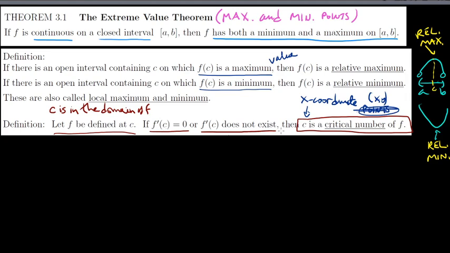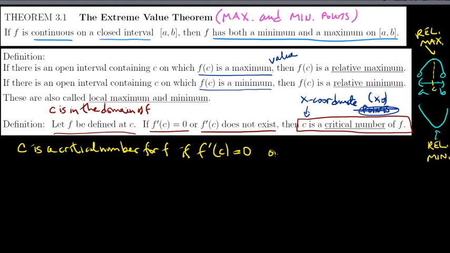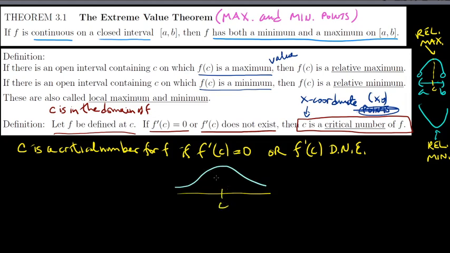So what is a critical number? C is a critical number for a function f if either the derivative of f at C is 0, or if the derivative of f at C does not exist. So in our picture here, suppose the function does this, then my C would be right here.